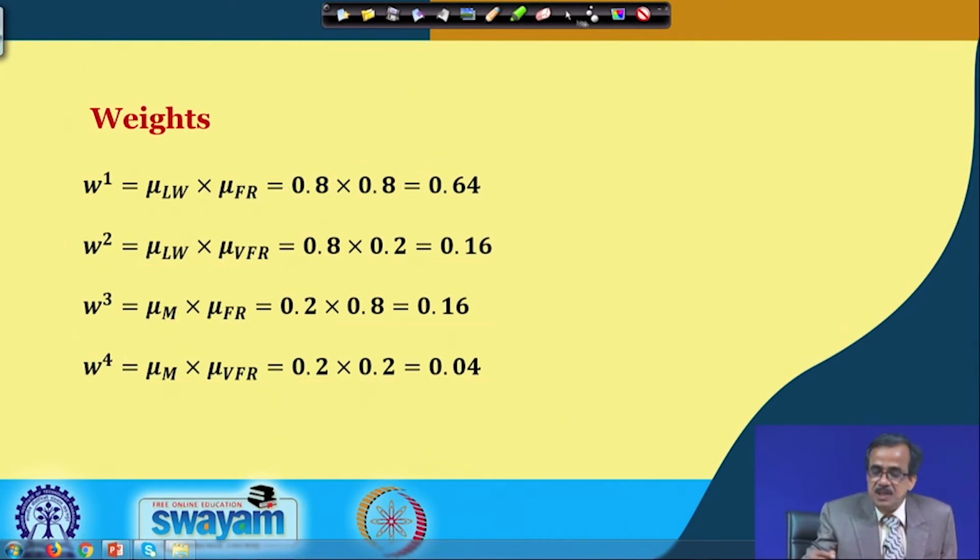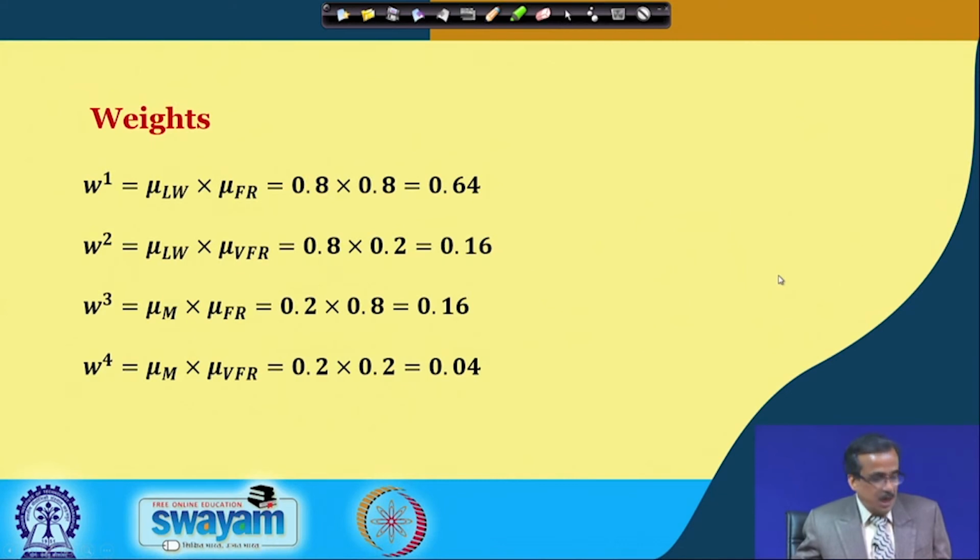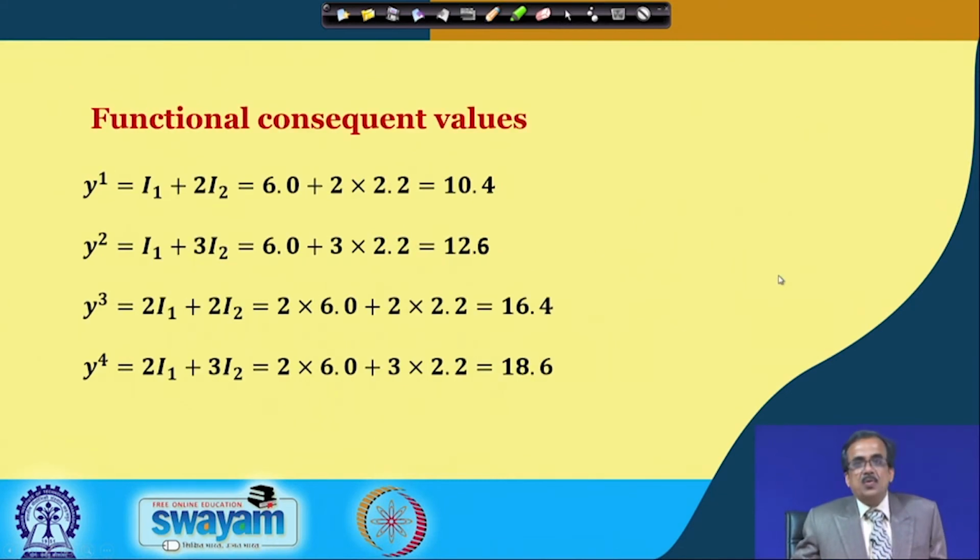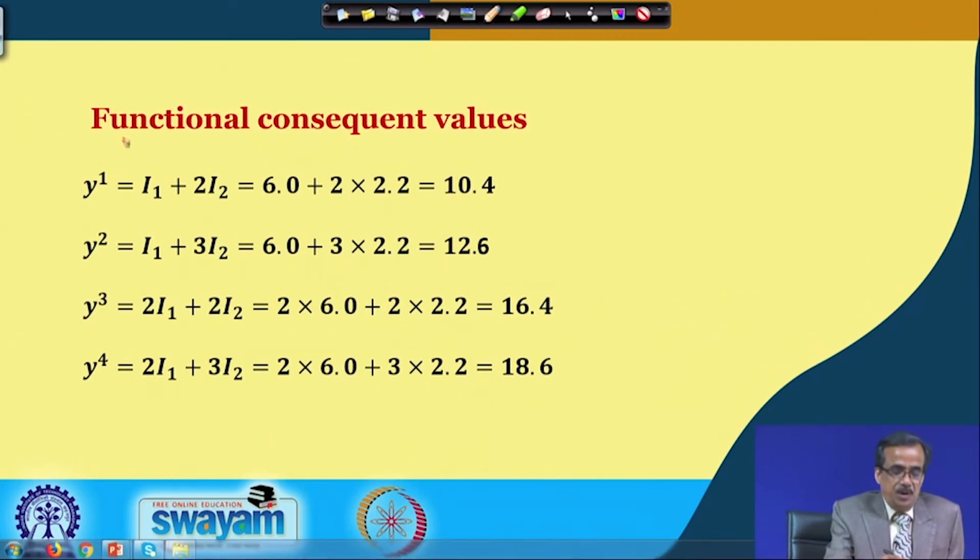And once you have got these weights, we are in a position to find out the output of each of the fired rules, and then I will combine them. Now, the output of the first fired rule, denoted by y 1, is nothing but I 1 plus 2 I 2. Now, how to find out this particular coefficient?